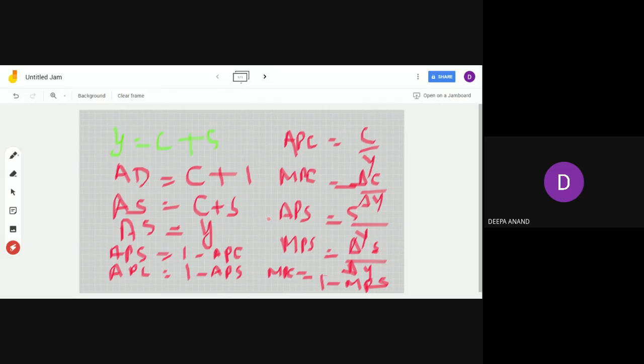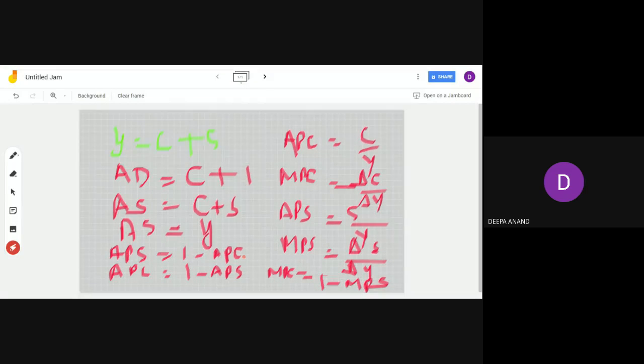Next we will move to APS. What is average propensity to save? Again, saving upon income. APS means saving upon income. Understand that everywhere it is based on income, Y at the denominator. So MPS is change in saving upon change in income, that is delta S upon delta Y. And APS is equal to 1 minus APC. Why is APS equal to 1 minus APC?